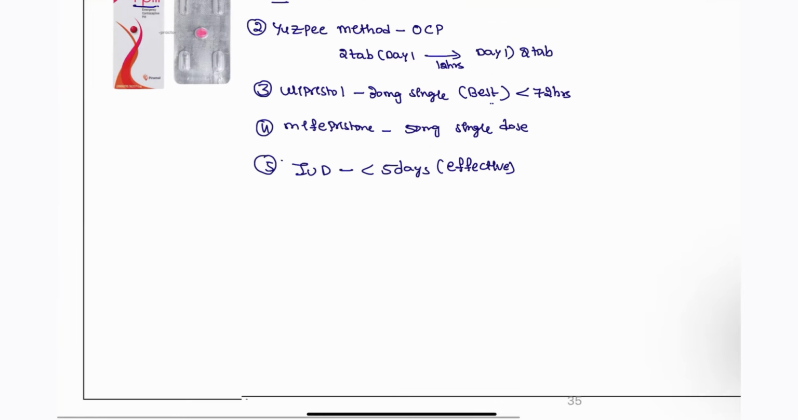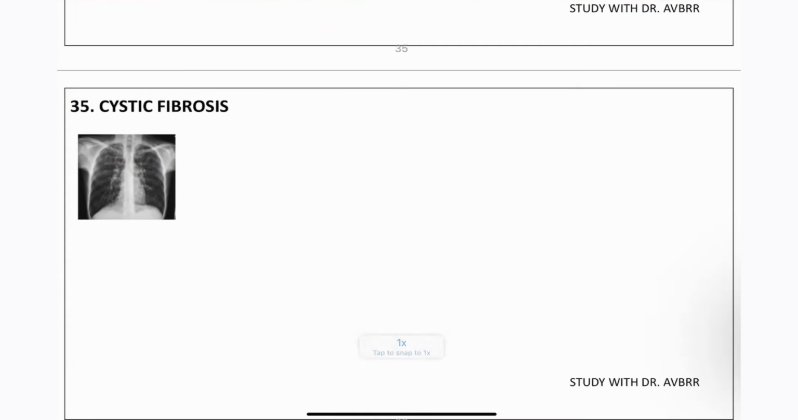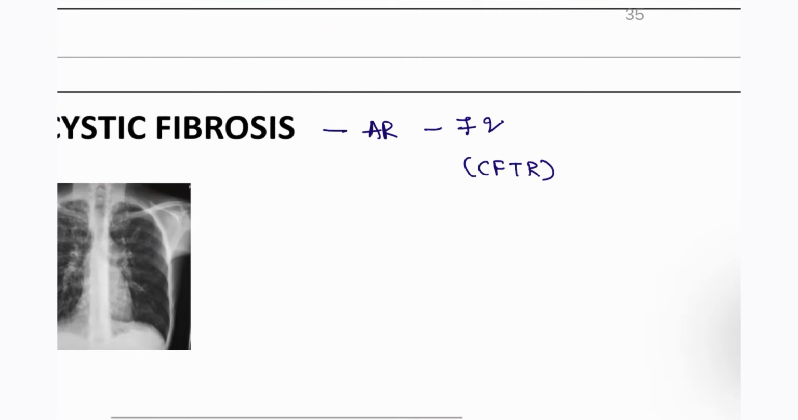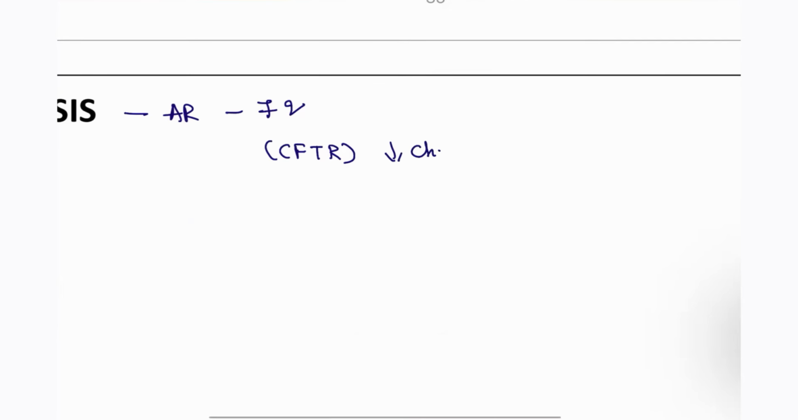Next, moving on to cystic fibrosis. In patients suffering from cystic fibrosis, what is the gene that is involved here, guys? Cystic fibrosis is an autosomal recessive condition. The chromosome involved is 7q, which is mutated with the CFTR gene. This CFTR gene worsens the condition by decreasing chloride secretion and increasing sodium absorption.